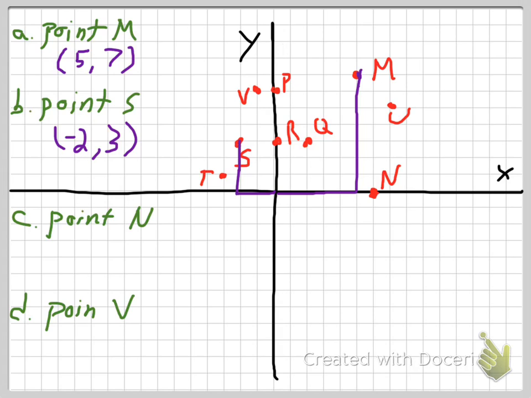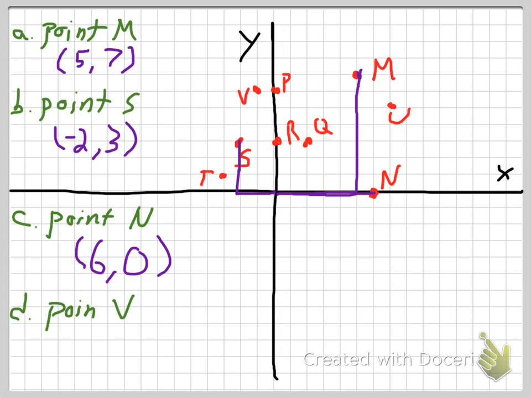Let's look at point N. Okay, point N, I'm going to the right, so it's positive 1, 2, 3, 4, 5, 6. Well, I don't have to go up any. So I'm going up and down 0. So I end up with the ordered pair of 6, 0.